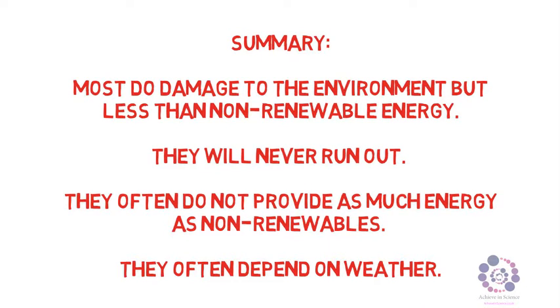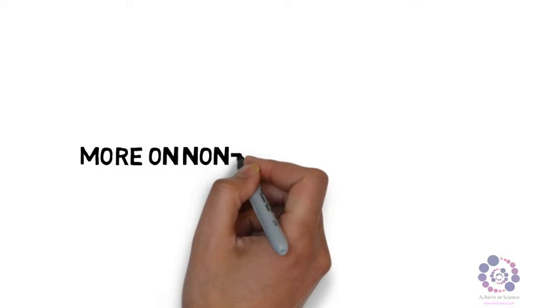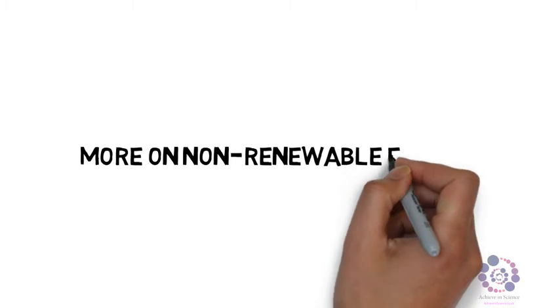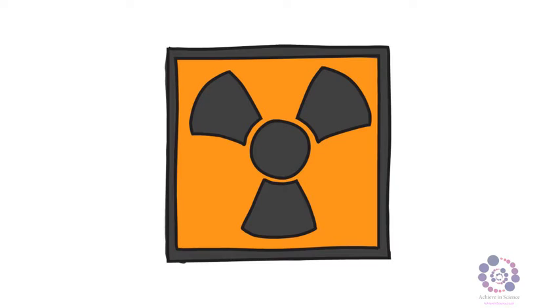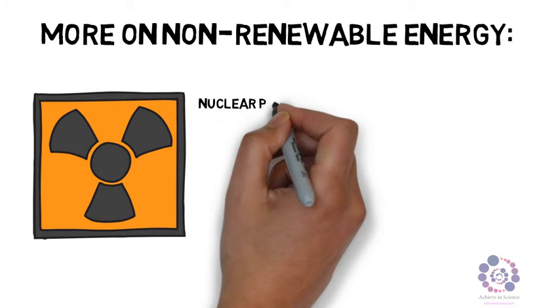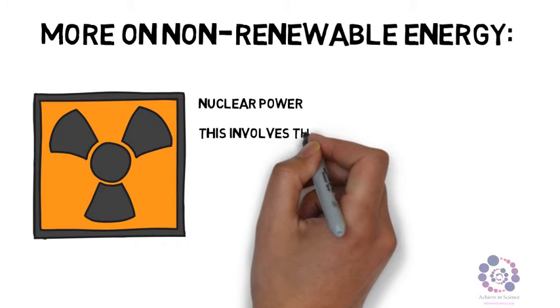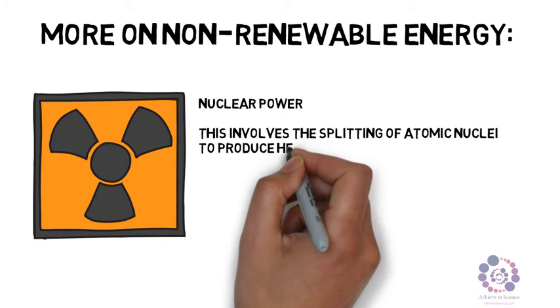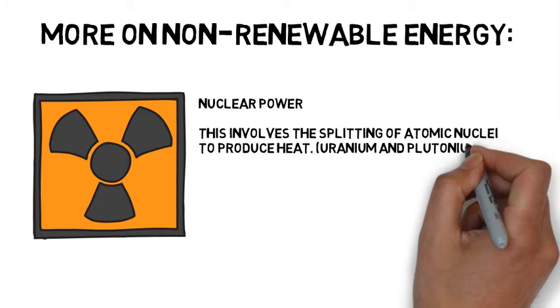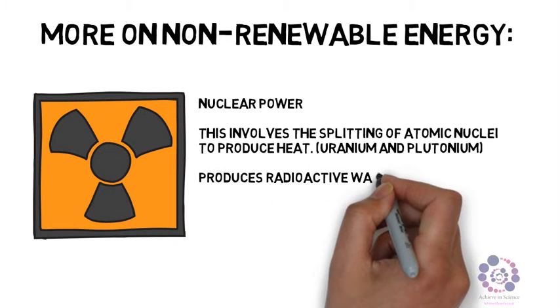Now let's have a look at non-renewable energy resources. First of all, nuclear power. This involves the splitting of atomic nuclei to produce heat, where the main fuel is uranium and plutonium. It produces radioactive waste, and decommissioning costs are very high, which are cons.